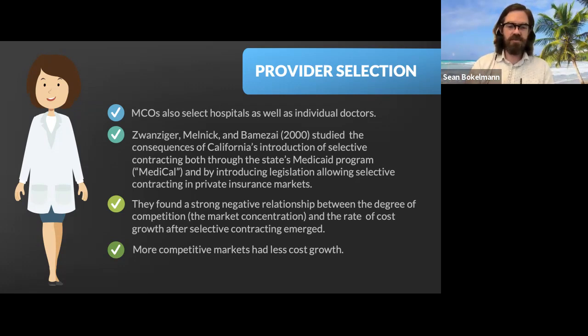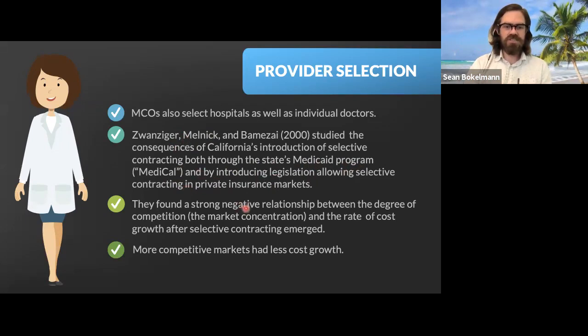But in addition to selecting providers, MCOs are also choosing hospitals, right? So there is some evidence on this. Zwanziger, Melnick, and Bamezai studied the consequences of California's introduction of what's called selective contracting. This was both through the state's Medicaid program, which they call Medi-Cal in California, as well as by the introduction of legislation that allowed selective contracting in private insurance markets.